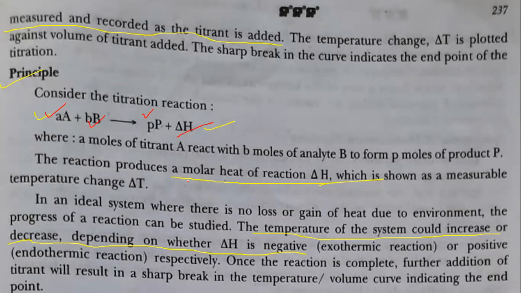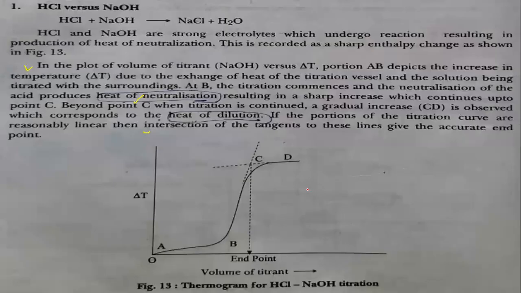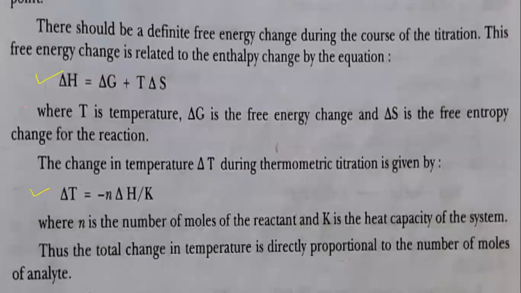Once the reaction is complete, further addition of titrant will result in a sharp break in the temperature and volume curve. So we can observe the sharp break in the temperature and volume curve. We can check it later on, that is there in the further slides.